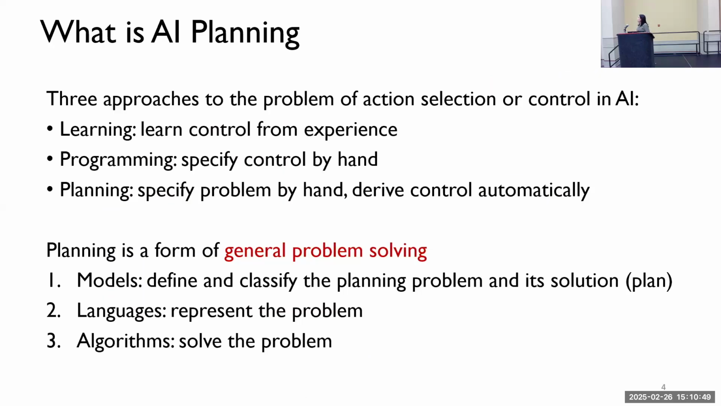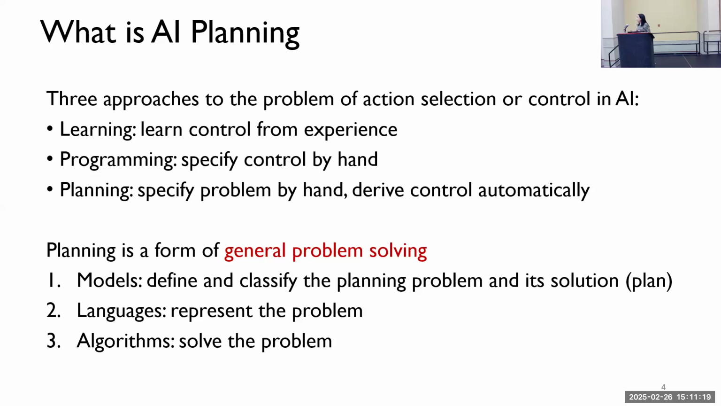So there are three approaches to the problem of action selection or control in AI. First is learning. You learn control from experience. Second is programming, so specifying control by hand. And the third is planning, so specify the problem by hand, and then you derive the control automatically. Of course, there's a lot of recent work that will argue that specifying this problem by hand can be done by large language models, but we'll get to that later.